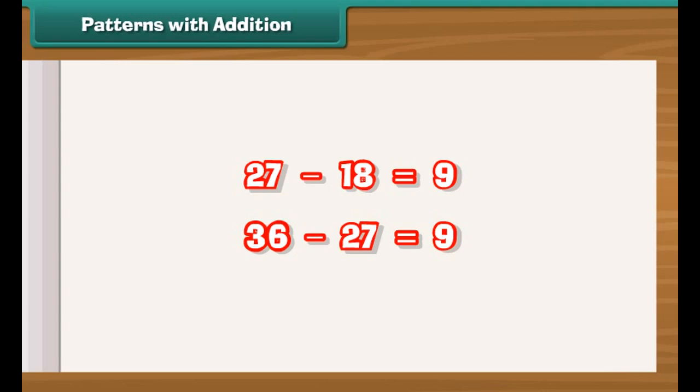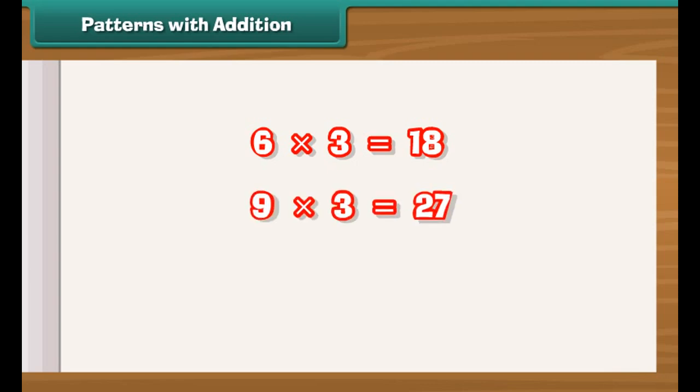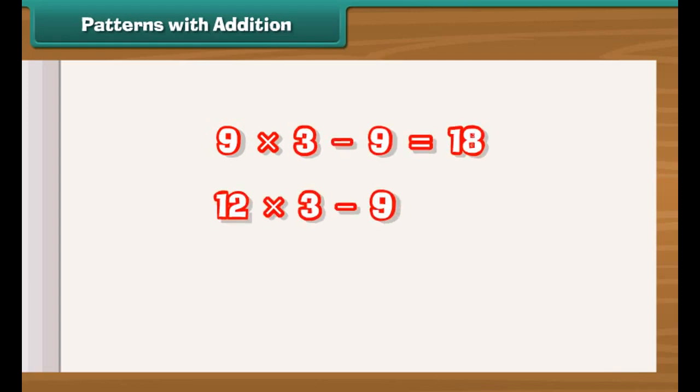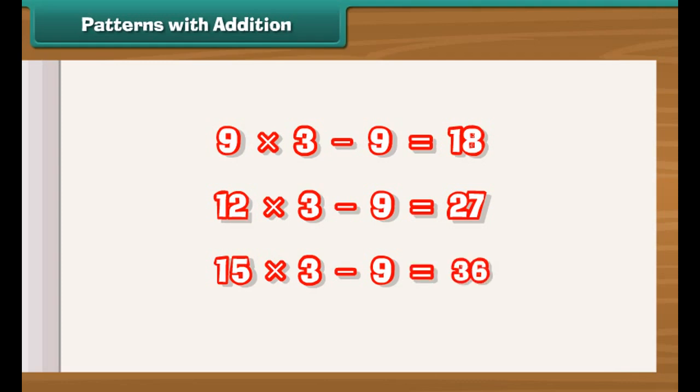There is another interesting fact. Each sum is thrice the middle term. 6 into 3 is equal to 18. 9 into 3 is equal to 27. 12 into 3 is equal to 36. There is one more interesting fact. Each sum is 9 less than thrice the last term. 9 into 3 minus 9 is 18. 12 into 3 minus 9 is 27. 15 into 3 minus 9 is 36.